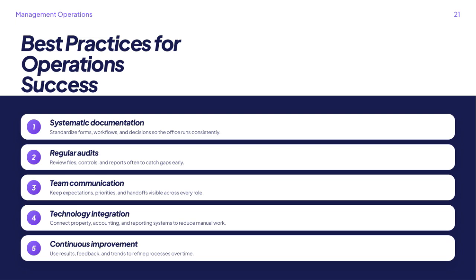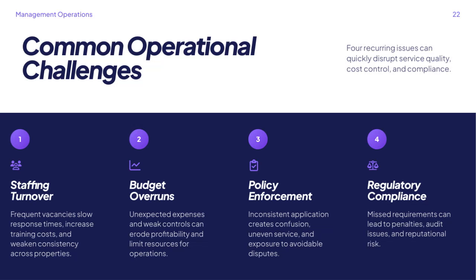On this slide, we're focusing on 4 common operational challenges that can significantly impact service quality, cost control, and compliance. First, staffing turnover is a major concern. When positions remain vacant frequently, it slows down response times, drives up training expenses, and leads to inconsistency across different properties. Secondly, budget overruns can catch you off guard. Unexpected costs and weak financial controls chip away at profitability and limit the resources available for smooth operations.